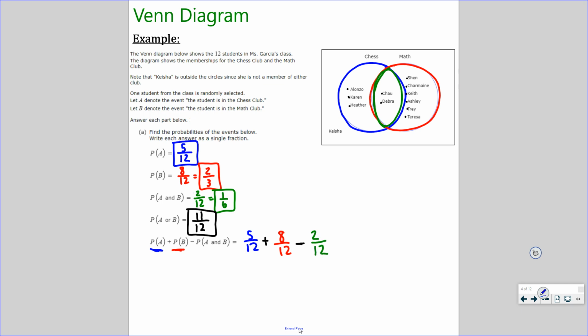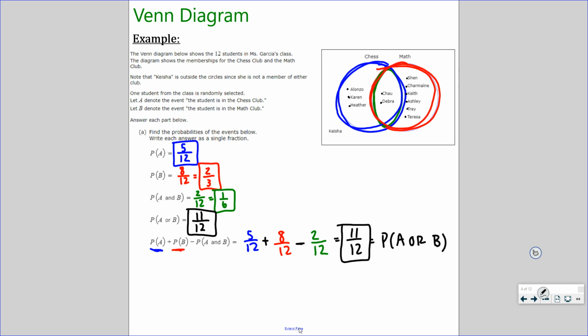Because we counted them in our 5 count for the chess club. And then we counted them again in the 8 that were in the math club. So then you have to subtract out the ones that are in both. And that right there would get you the 11 twelfths, which that's the same that we got for or. So that's basically just showing you the addition rule works. That plus that minus the overlap.